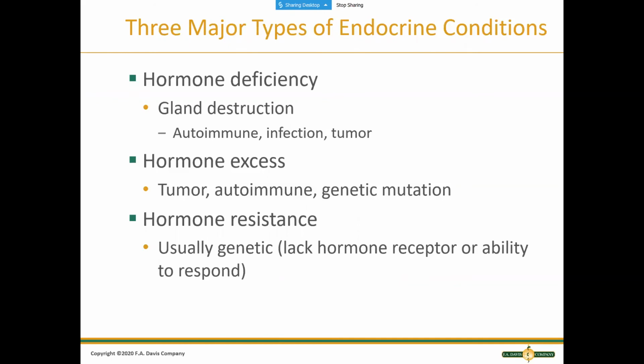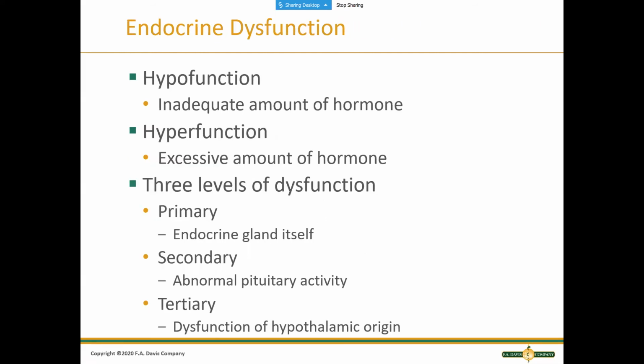Three major types of problems that we can see. We've got hormone deficiency, hormone excess, and hormone resistance. Probably the best example of hormone resistance is in the next chapter, which is the diabetes chapter, insulin resistance. We can have hypofunction. Hypo just means low. Low function. Hyper means high.